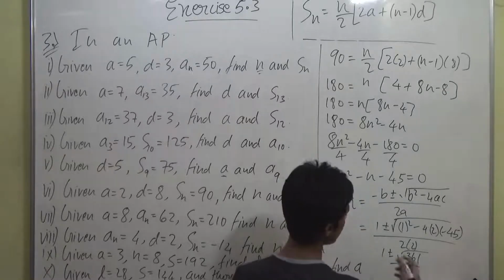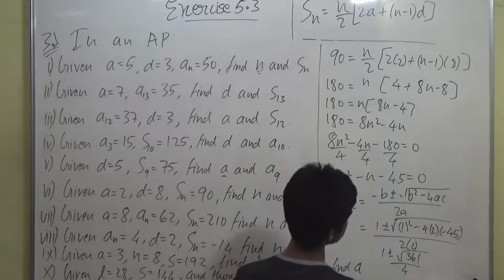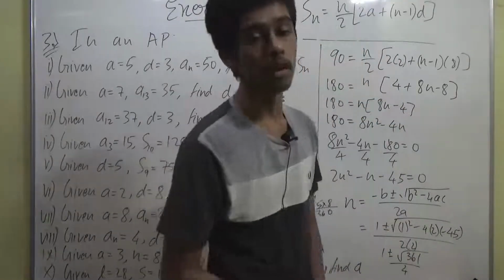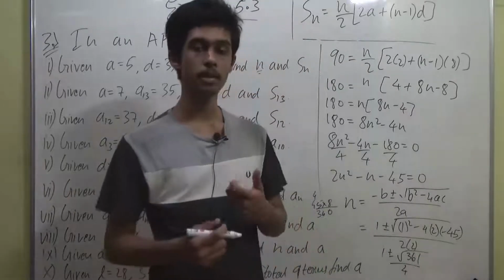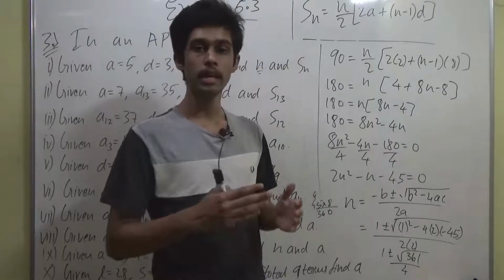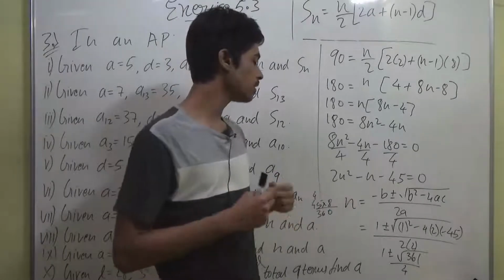If you see guys, 1 minus 19 by 4 cannot be taken into consideration, because if you take 1 minus 19 by 4, it's going to become minus 18 by 4. That will be a minus term, and n cannot be in minus. The number of terms in an AP cannot be in minus, so I will be considering only plus.